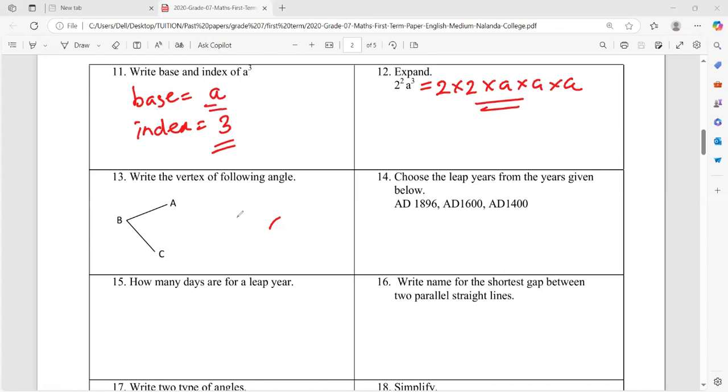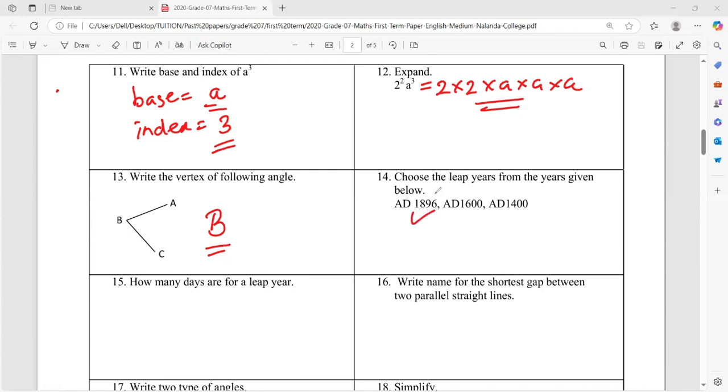Write the vertex of the following angle. It is B. Vertex is B. Right? And choose the leap years from the years given below. 1896: 96 is divisible by 4 and it is not divisible by 100. Therefore, it is a leap year. So we can take this as a leap year.